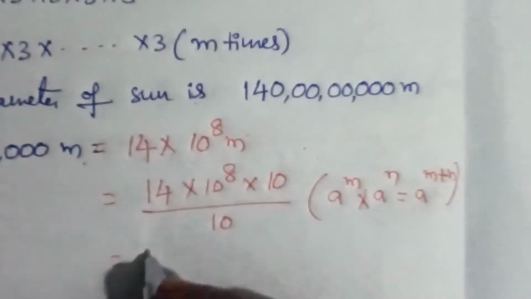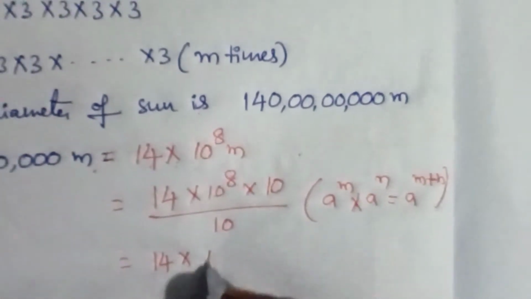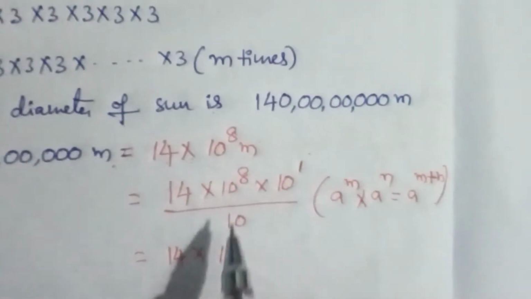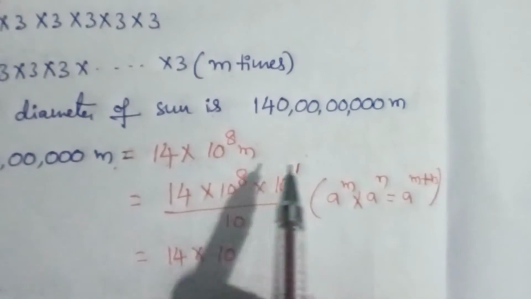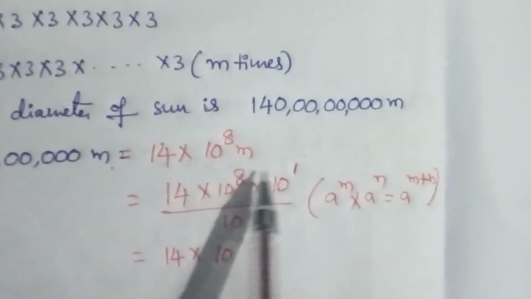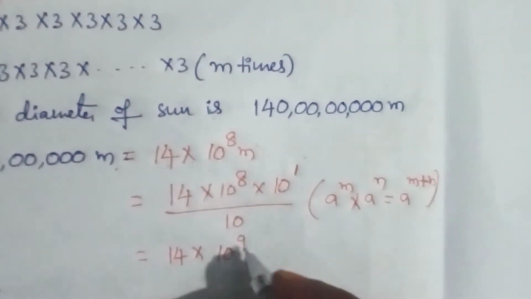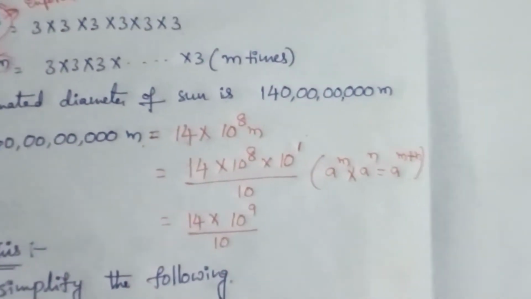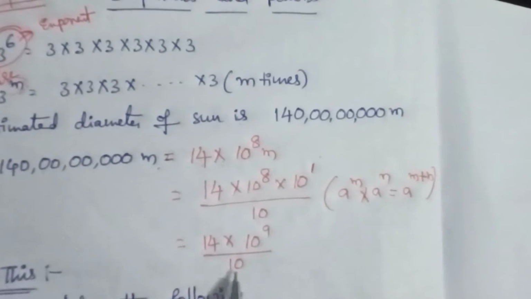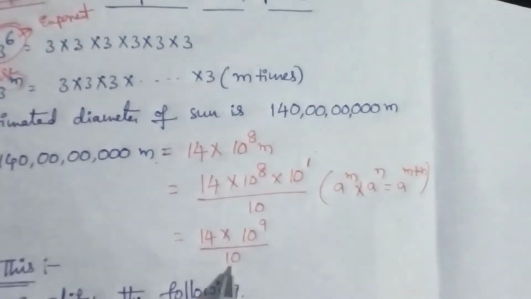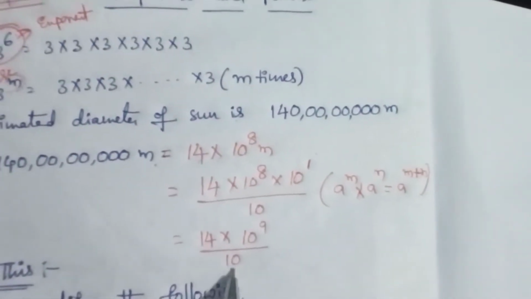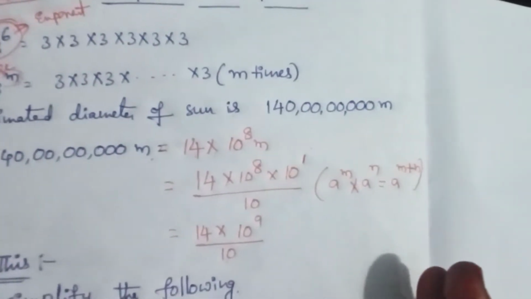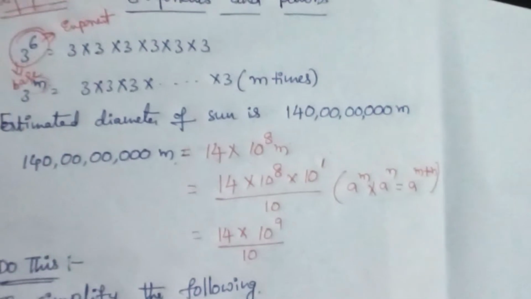So you get 14 into 10 power, here 10 means 10 power 1. So the bases are equal, and directly adding the exponents, you get 10 power 9 by 10. But what happens to this 10 if it is in the denominator? If it is in the denominator, the decimal point moves from right to left.